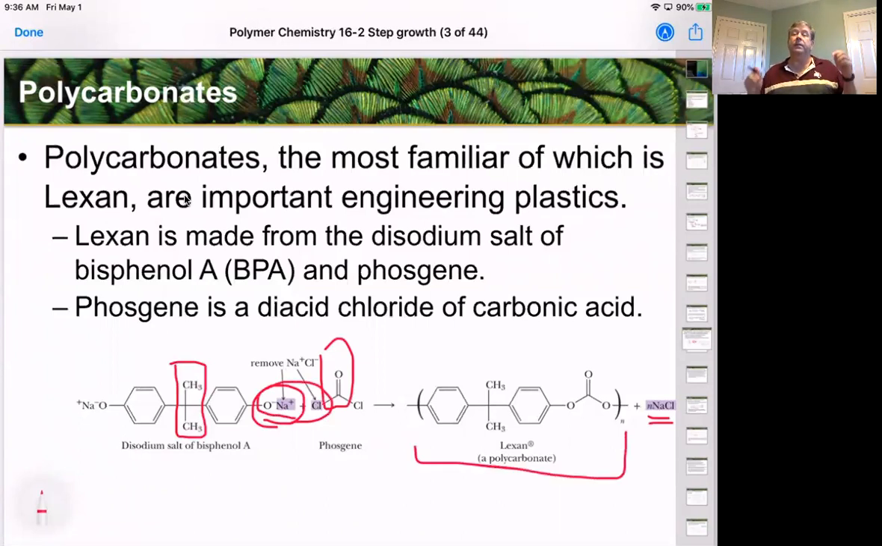Okay, this is a polycarbonate. It's more commonly known as Lexan. It's what a lot of safety glasses are made of, as well as polymer lenses for your eyeglasses are also made out of Lexan.